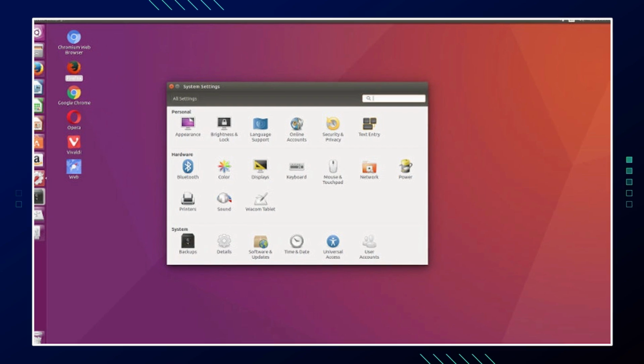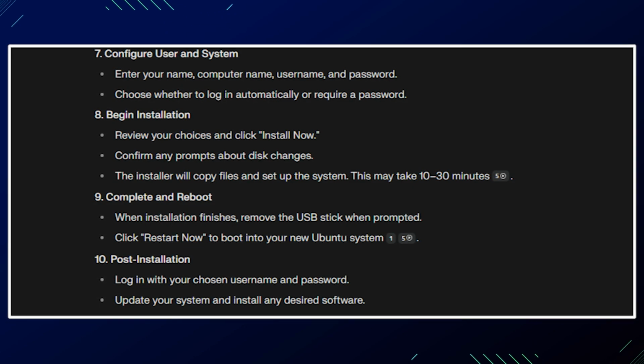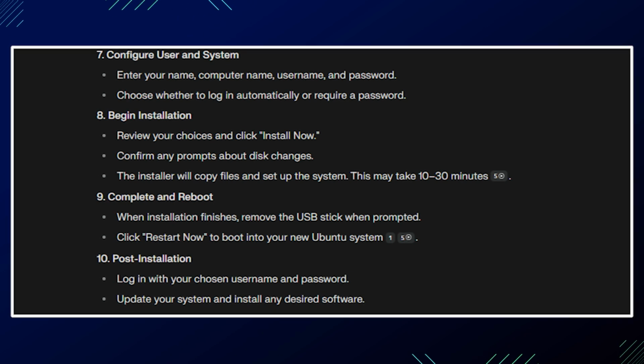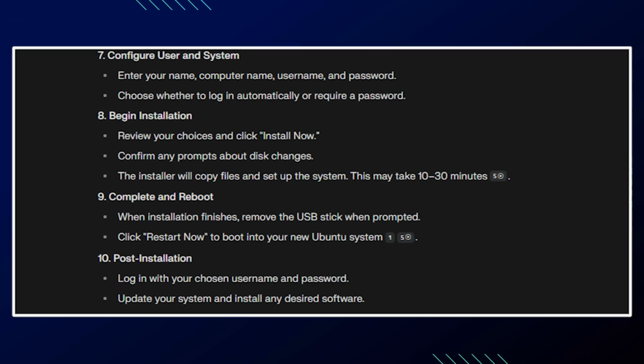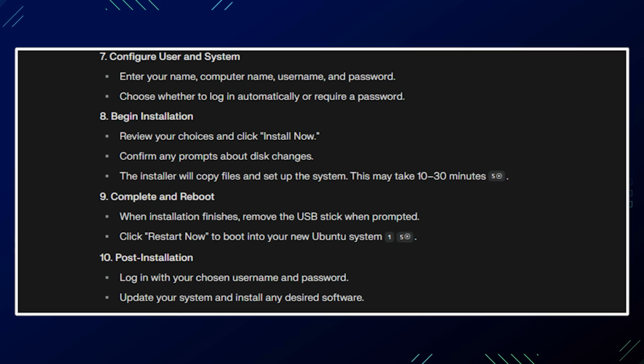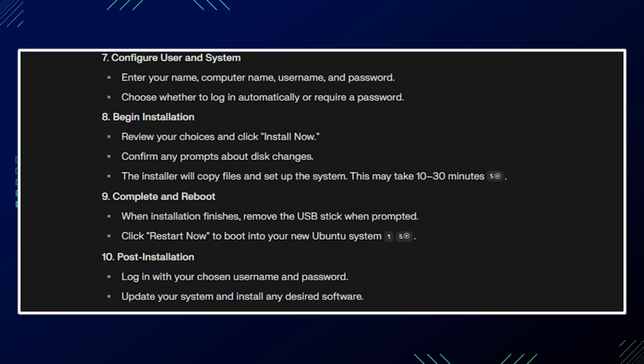Then configure user and system, right? Enter your name, computer name, username and password. Choose whether to log in automatically or require a password. Then begin installation. Review your choices and click install now. Confirm any prompts about disk changes. The installer will copy files and set up the system. This may take 10 to 30 minutes.